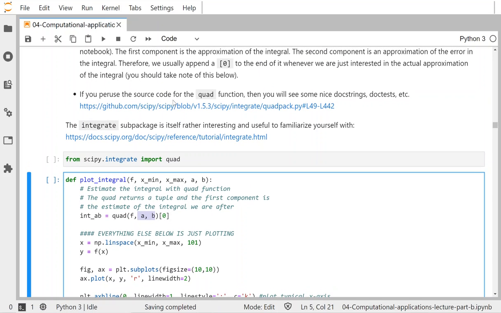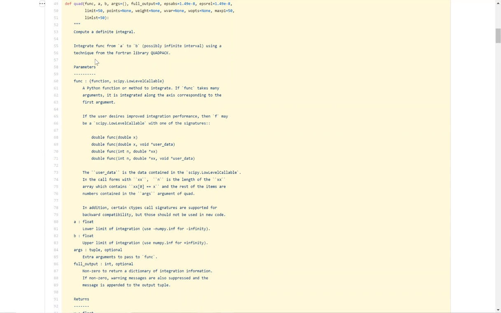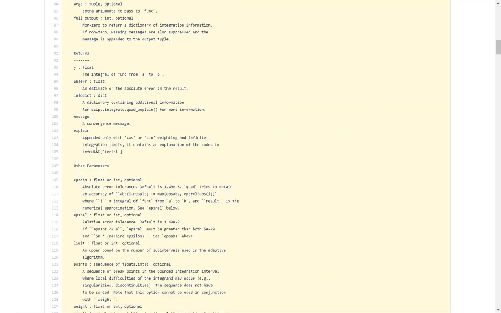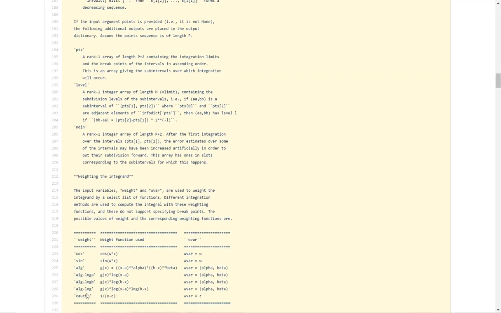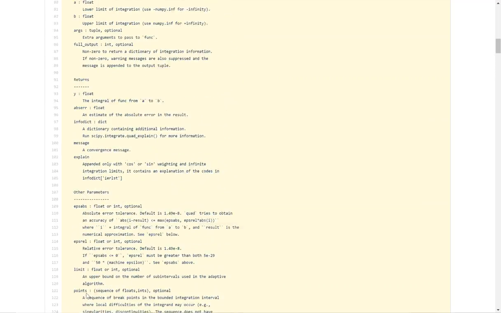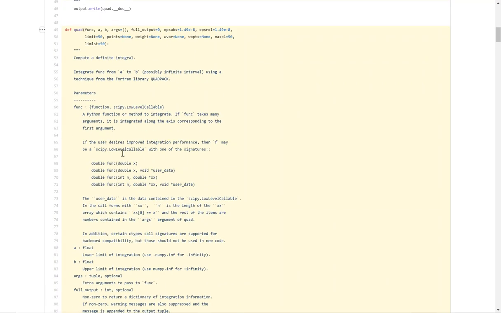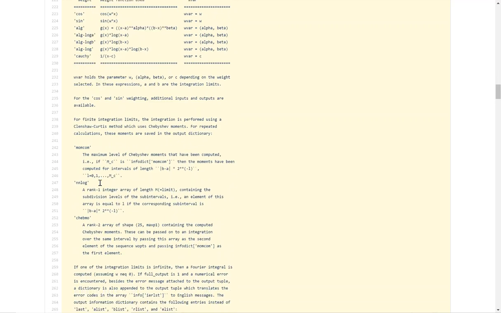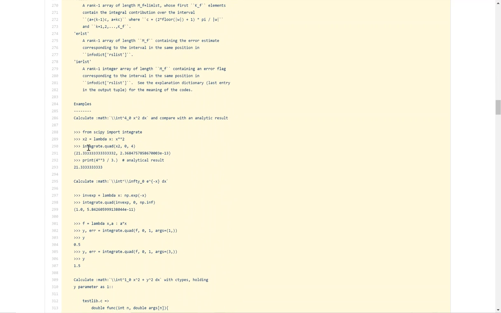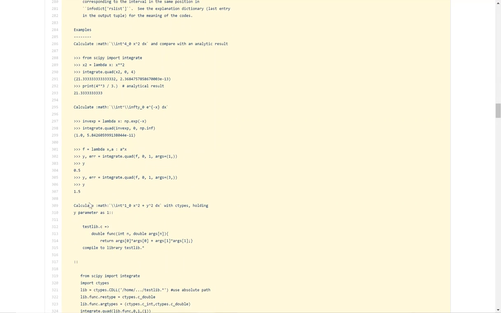If you peruse the source code for the quad function, then you will see some nice doc strings and doc tests. For instance, let's click it here. Look at this nice long doc string to really explain what's going on. And they even have some, let me go up here. I think there's, yes, right here. Here are some tests. Oh, wait, no, excuse me, those are not tests. Where are the doc tests? I saw them somewhere here. Here we go. Examples here. These are doc tests that should run.